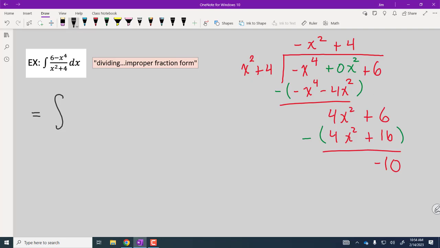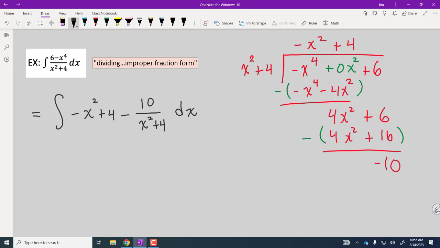The thing on top is the quotient. So that comes first. That's going to be minus x squared plus 4. That's the quotient, just like over here. That's the 2 here. And then we add the remainder over the divisor. So minus 10 over x squared plus 4 dx.